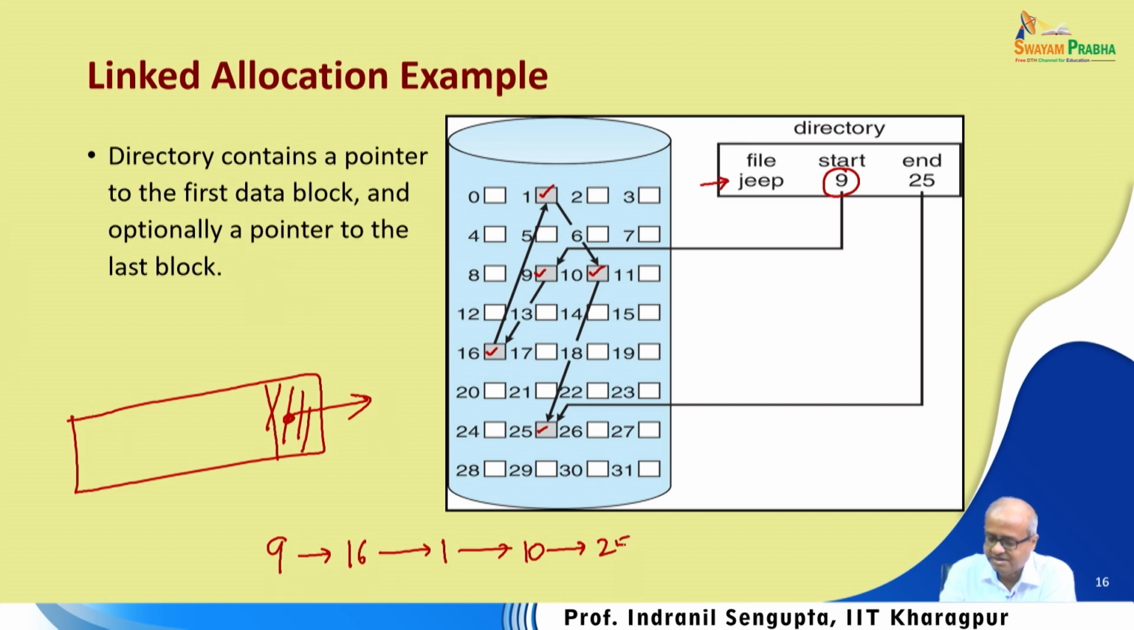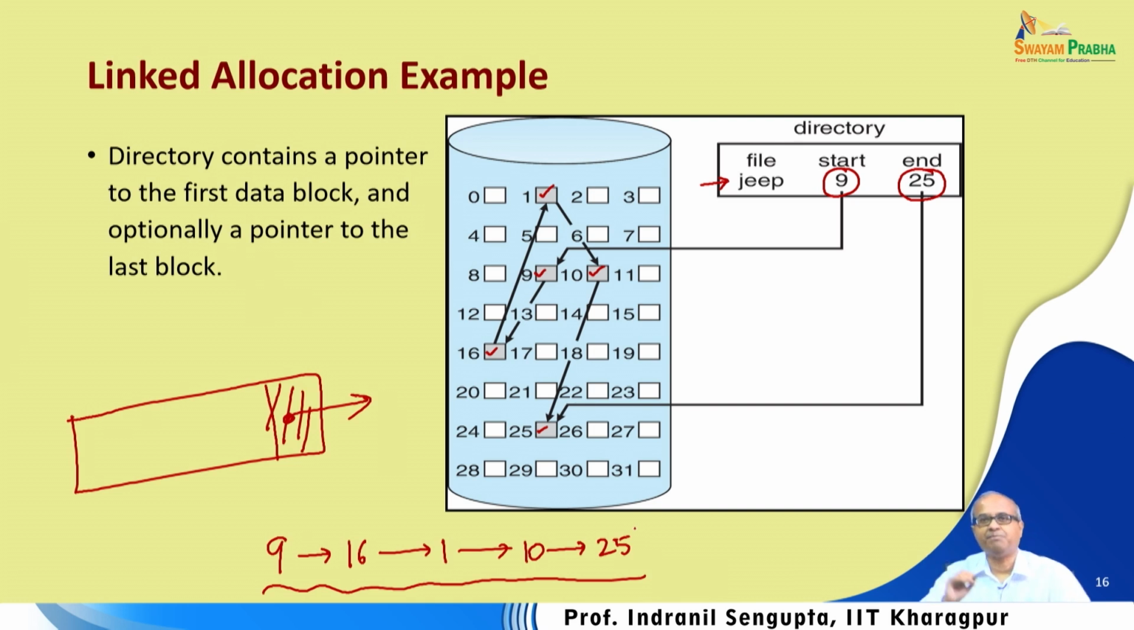So, 25 is the last block. Either you make 25 point to null or keep the end block number also, so that you know when you reach 25 there is nothing more after this. As you can see, the data in the file can be stored in random block numbers, so that you do not waste any space through external fragmentation.